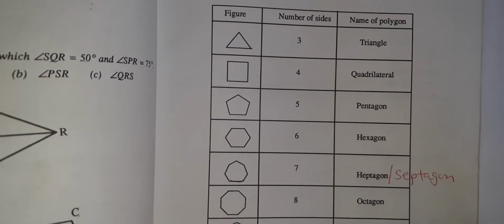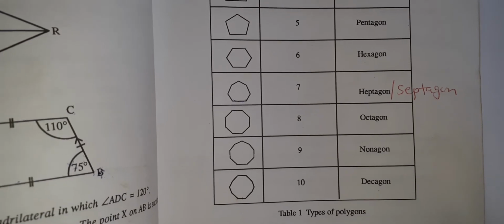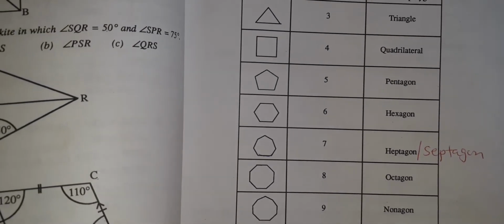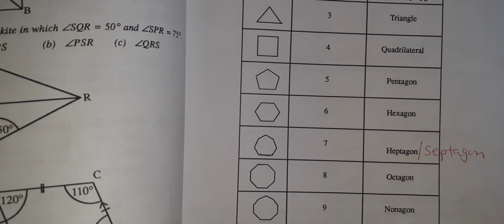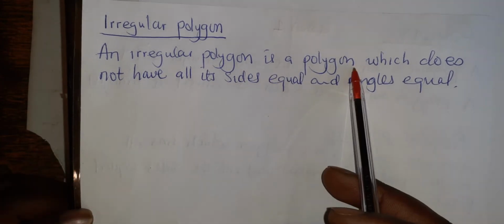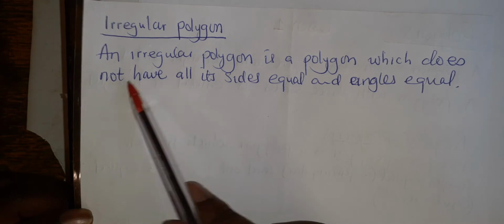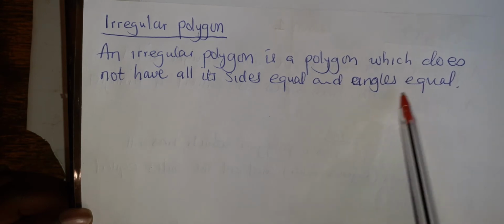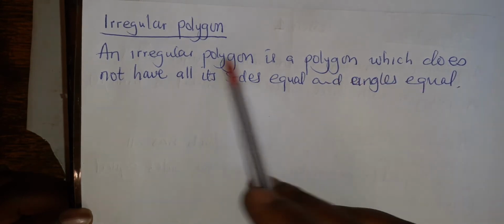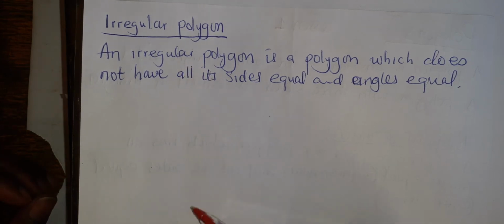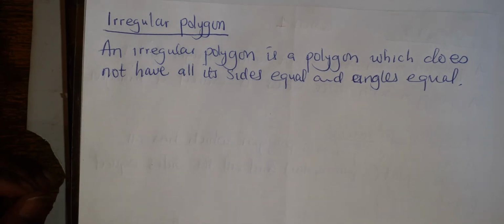These are regular polygons. Please make sure you know the names. Draw the table just like this. Now let me take you to the irregular polygons. An irregular polygon is a polygon which does not have all the sides equal and the angles equal. This one is the opposite of what we talked about.